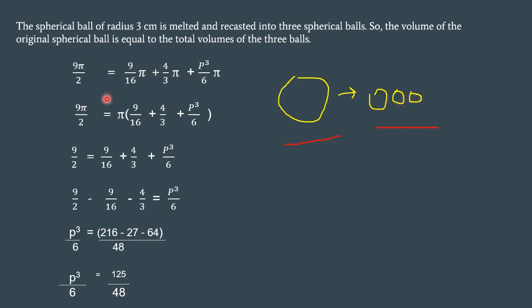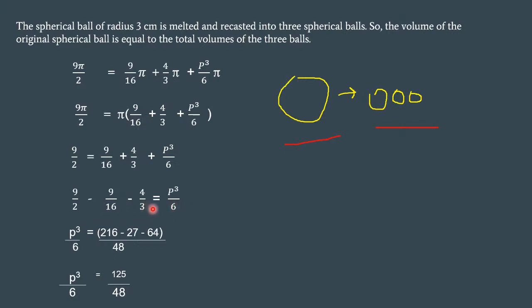So 9 pi by 2 is equal to 9 by 16 pi plus 4 by 3 pi plus p cube by 6 pi. Now you are taking pi common, so 9 by 2 is equal to 9 by 16 plus 4 by 3 plus p cube by 6, times pi. Pi will get cancelled. So you will be left with 9 by 2 is equal to 9 by 16 plus 4 by 3 plus p cube by 6. Get all constants on one side. So 9 by 2 minus 9 by 16 minus 4 by 3 is equal to p cube by 6.